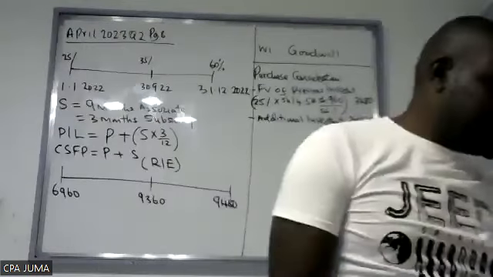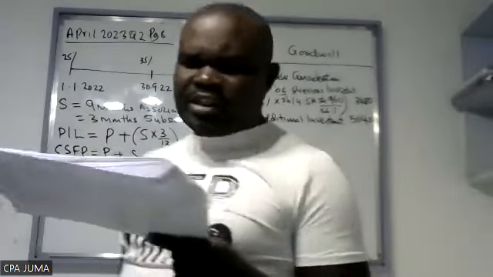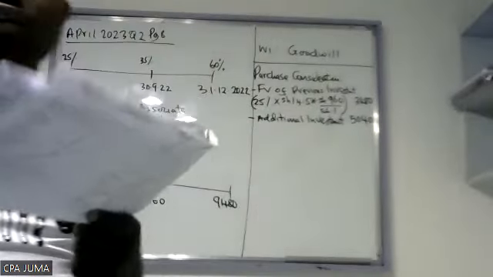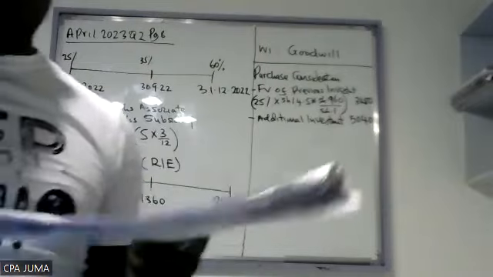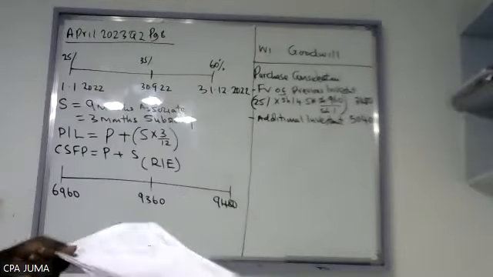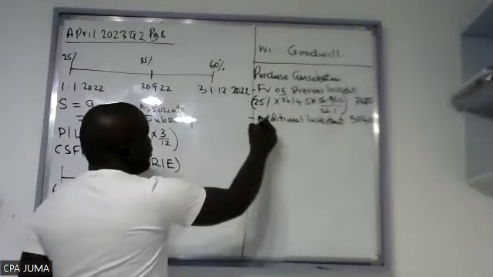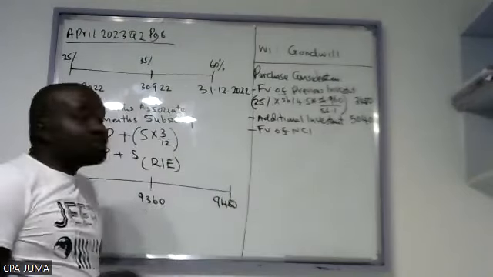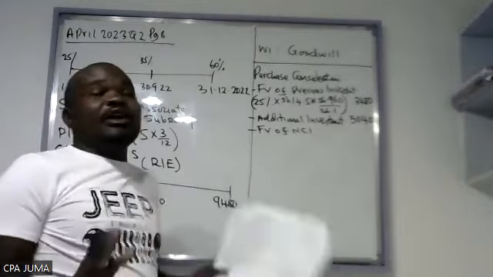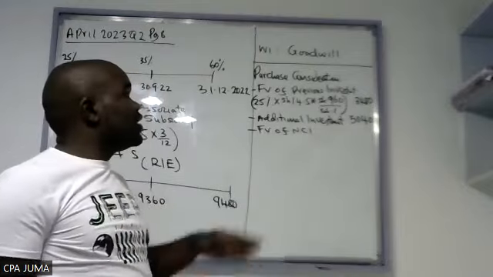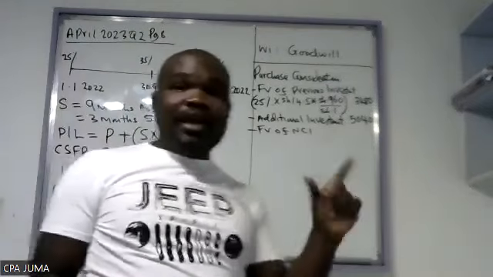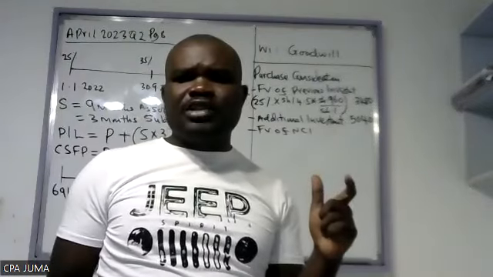Read note 6. P Limited elected to measure non-controlling interest as at the date of acquisition at fair value. At fair value. So, fair value of NCI. They are not giving us the value, but they're just saying they elected to measure at fair value. So perfect.